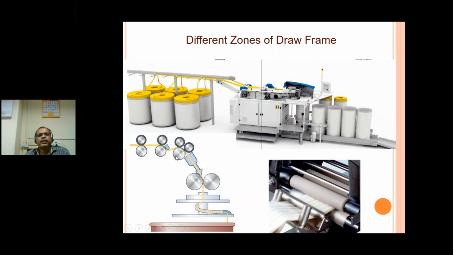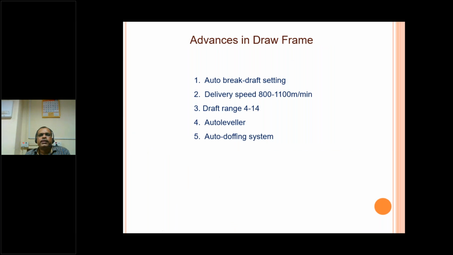Here the roller arrangement is there with differential speed. The back roller is rotating at slow speed and the front roller is rotating at high speed. So by this speed variation, it stretches out the fibers to make them parallel. The rollers are covered with cots, a shaft coating over the rollers, and then this drawn sliver is collected here for the next step of the spinning.